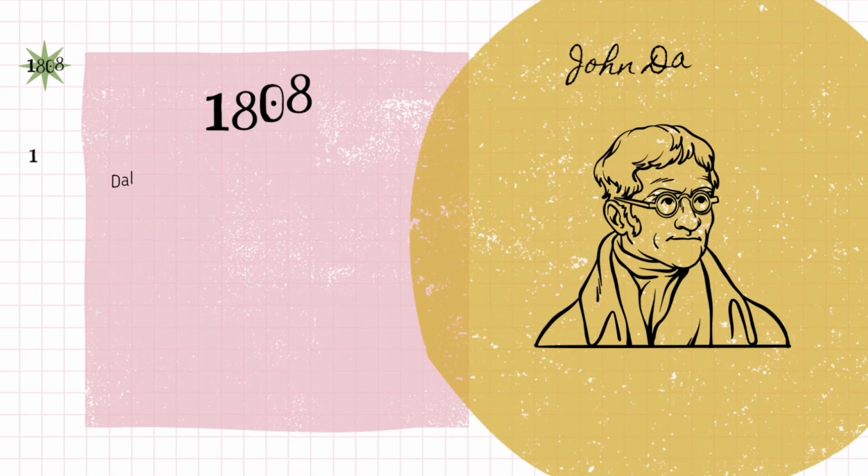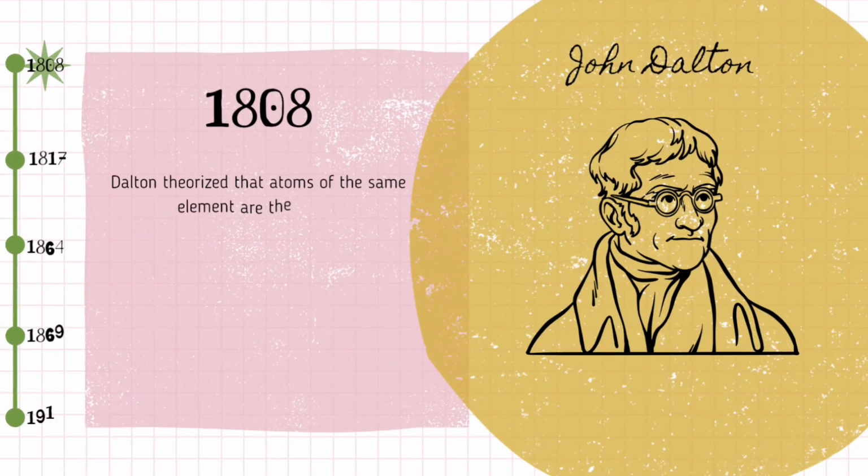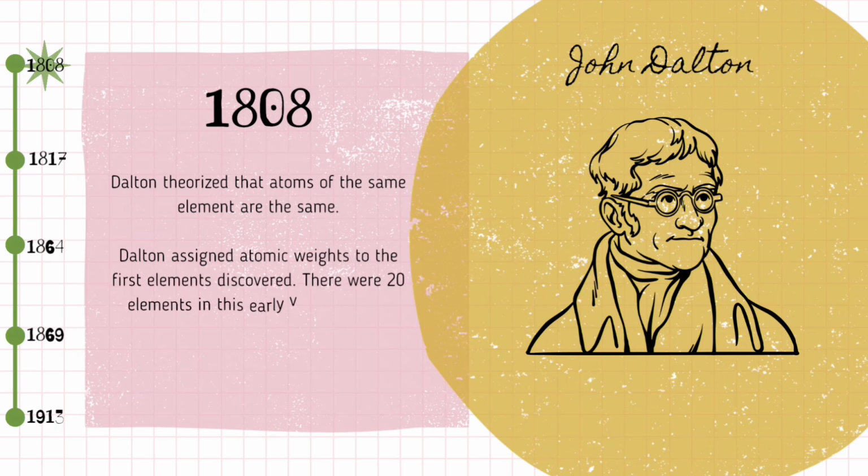For doing that, we must first begin with John Dalton. In 1808, Dalton theorized that atoms of the same element are the same. Dalton assigned atomic weights to the first elements discovered. There were 20 elements in the early version of the periodic table.